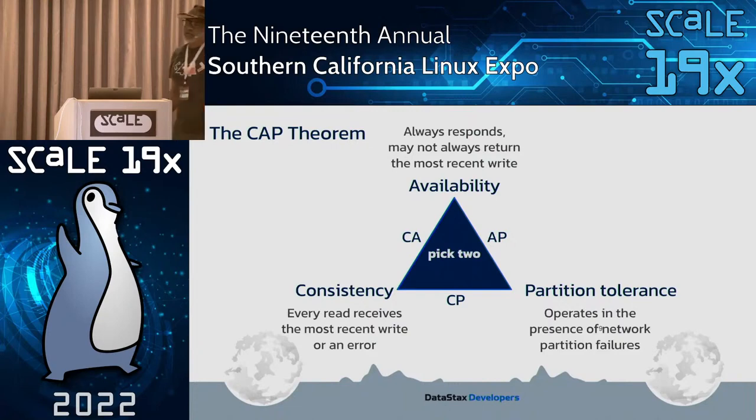Unfortunately, you have to give up one of these, right? And that's the way distributed systems work. So either you have to give up consistency, or you have to give up availability, or you have to give up partition tolerance, right? So you can't have all three at the same time.